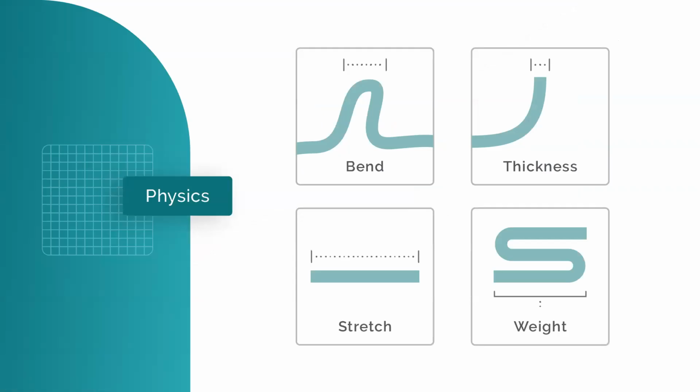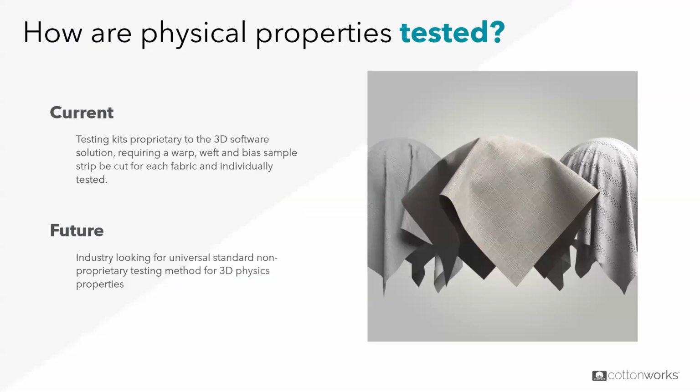The second component of digital fabrics is the fabric physics, which represent the fabric drape, or the way the fabric hangs under its own weight. Fabric physics are critical to the realistic representation of a fabric in 3D. How are they measured? In 3D software, measurements of the fabric's weight, thickness, bending, and stretching properties are taken. These properties are currently tested using testing kits that are proprietary to the 3D software, and it requires a warp, weft, and bias sample strip to be cut for each fabric and individually tested.